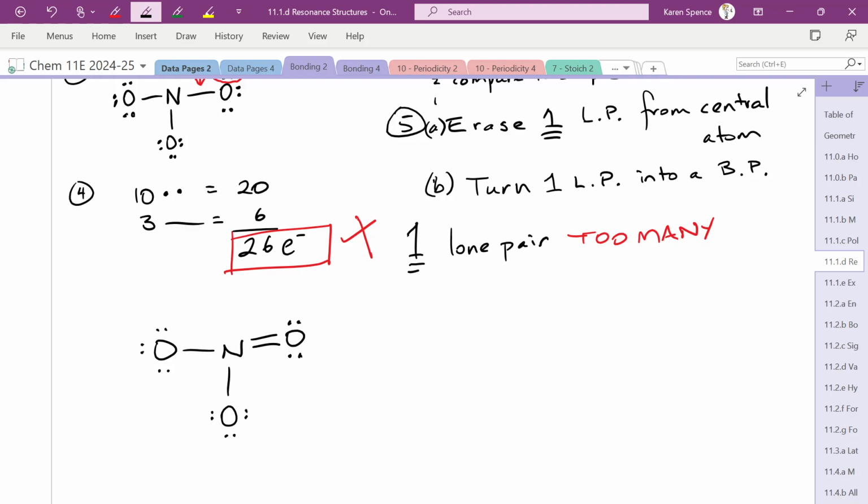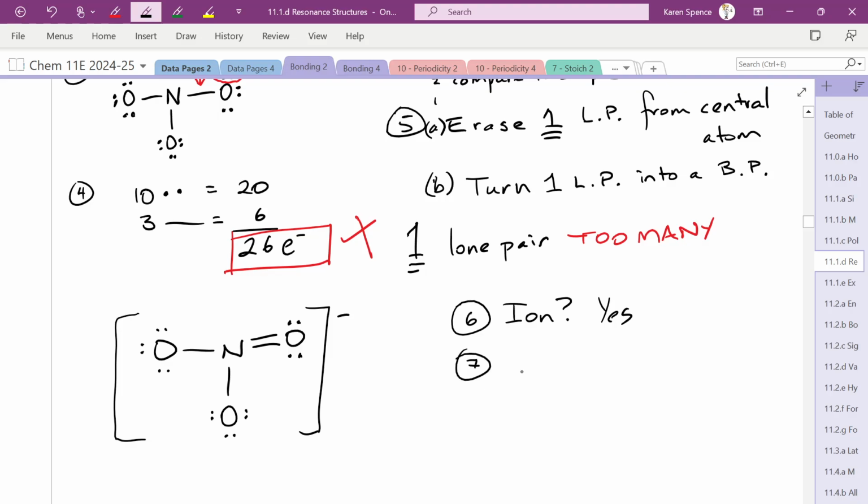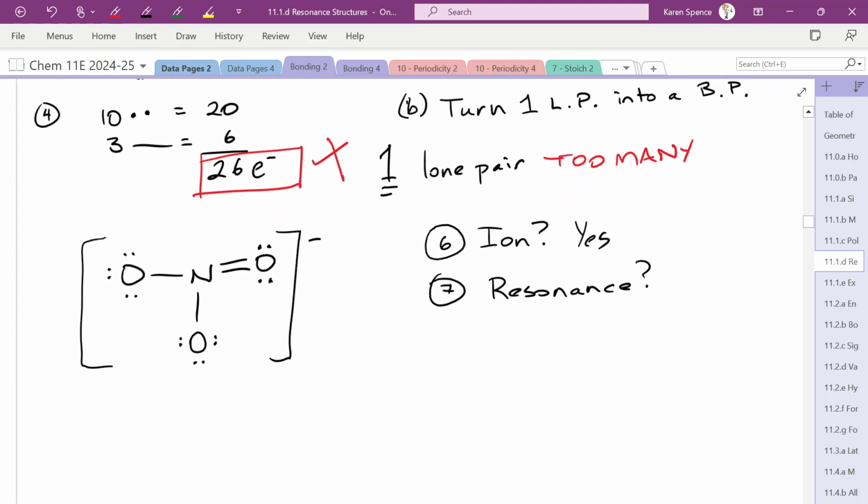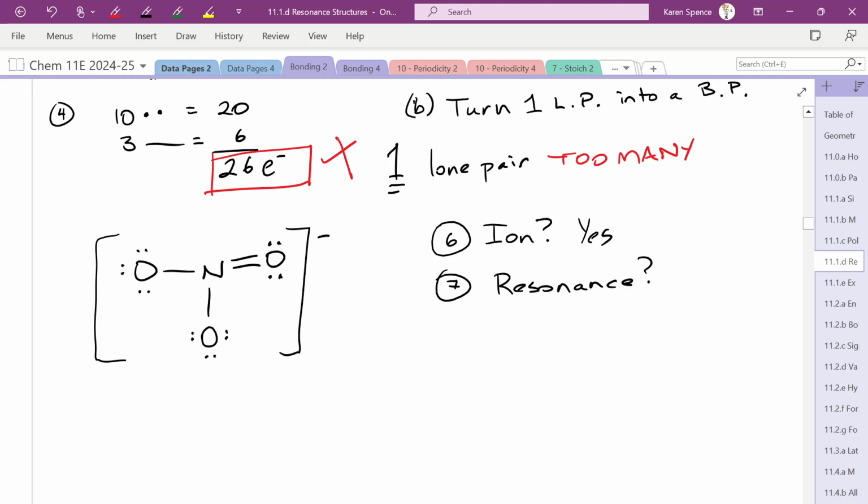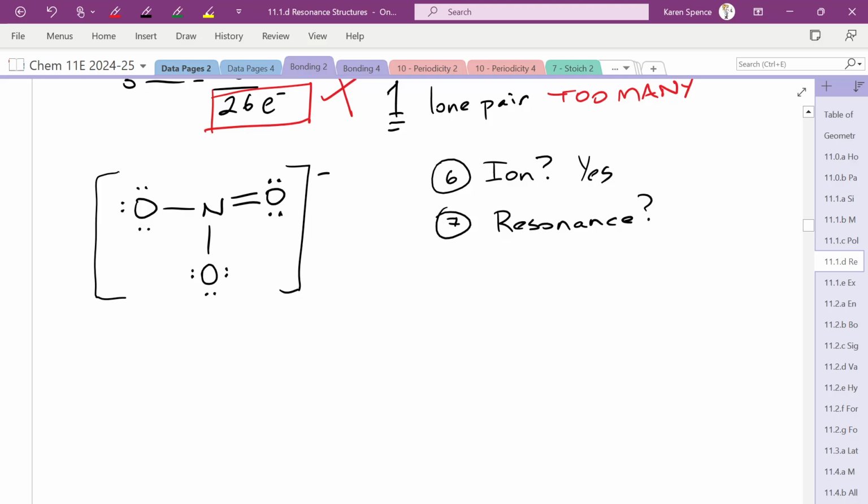Okay. Now the question is, what's step 6? Is it an ion? Yes, it is. So what do we need? Brackets and charge. And then step 7 is, do we have resonance? Do we have resonance? Yes, we do. So you're going to draw how many more structures? 2 more for a total of 3.